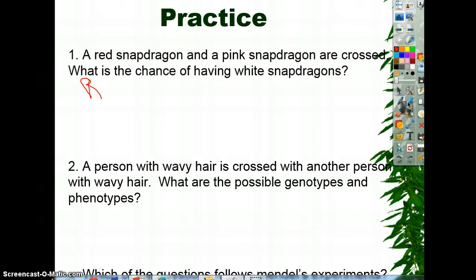Okay, we're gonna practice incomplete dominance and codominance. A red snapdragon and a pink snapdragon are crossed. What is the chance of having a white snapdragon? Well, you should know from the last lecture that a red snapdragon is big R, and that a pink snapdragon is big R, little r, because the big R is not completely dominant over the little r.